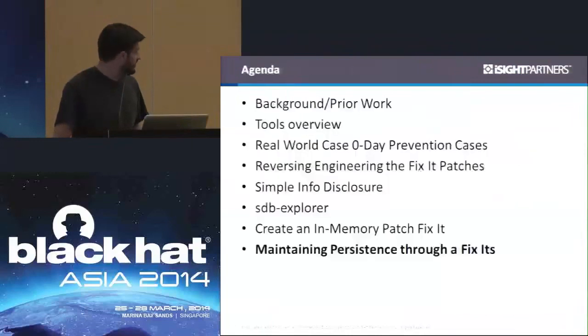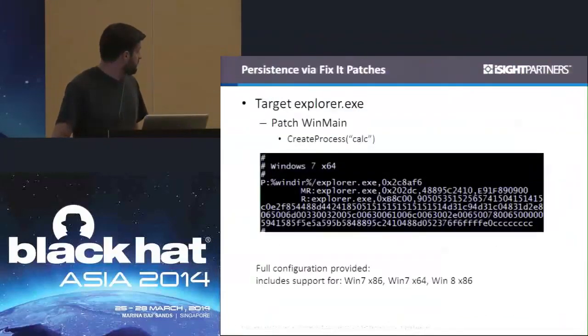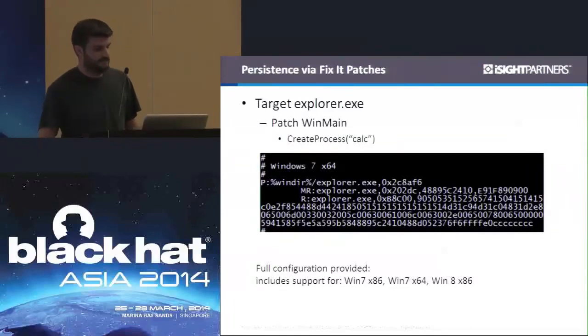So now let's talk about maintaining persistence. Very simply, we can just target explorer.exe, patch WinMain, and hook it to CreateProcess calc. This is a sample config file for Explorer on Win7 64-bit. You give a PE entry for explorer.exe because it doesn't have to be a DLL. I gave it a specific PE checksum that I care about.